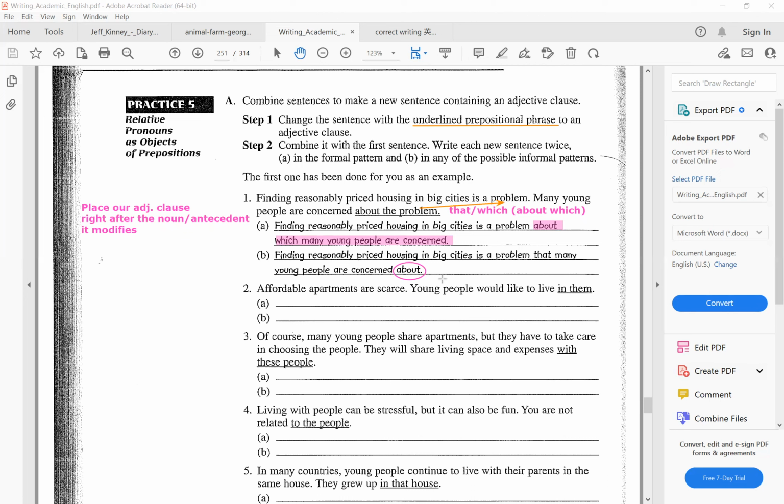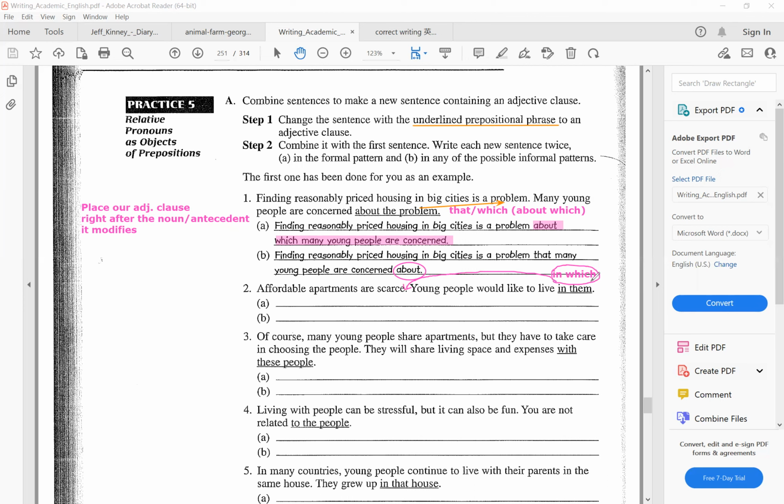Okay, so if we look at number two, affordable apartments are scarce. Scarce means not very many, so very few. Young people would like to live in them. So the them is referring to apartments. So they are things. So I have to use in which. And of course, I have to move my in which to the beginning of the adjective clause: in which young people would like to live.